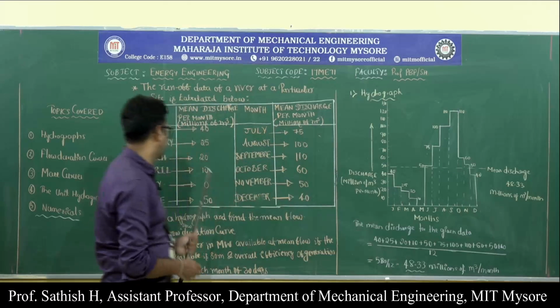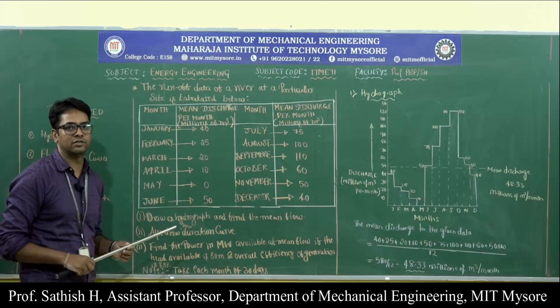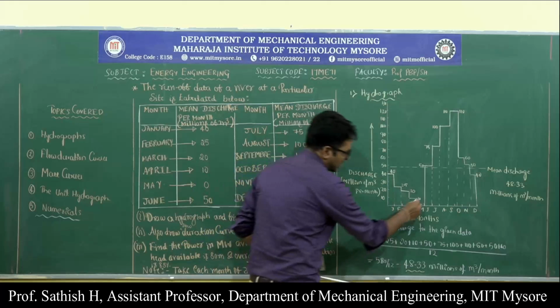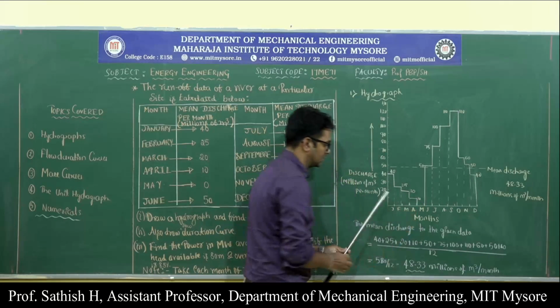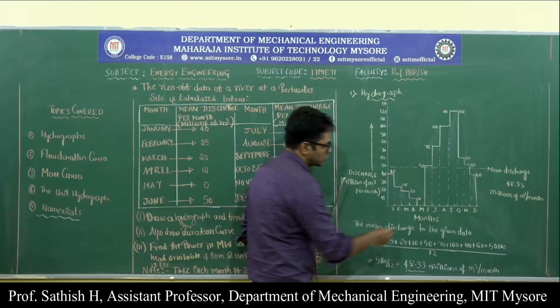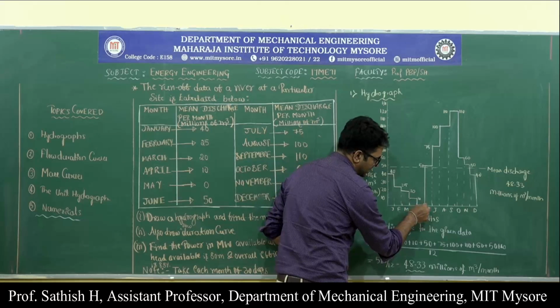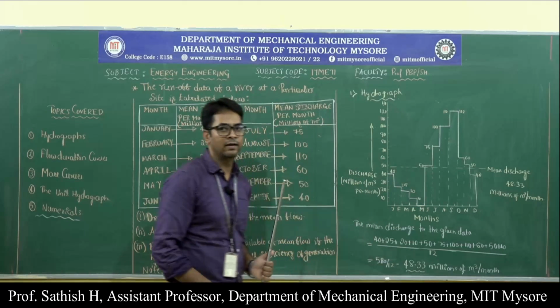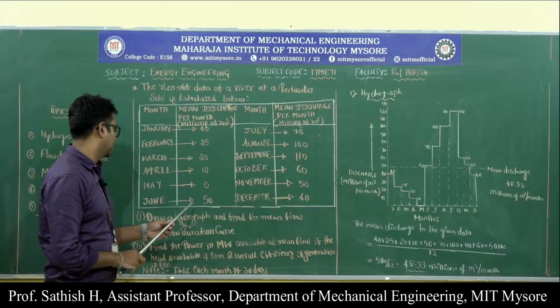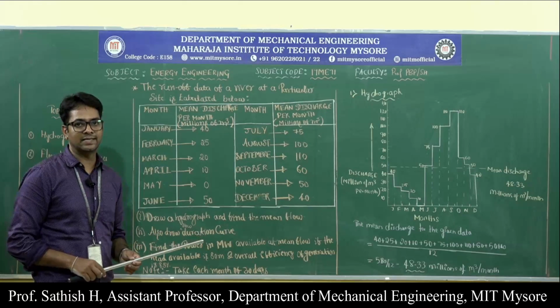After that we have May, in that we have a discharge of 0. So what happens is this completely drops down. This is a 0 discharge here. So for the whole month of May it is 0, like this.